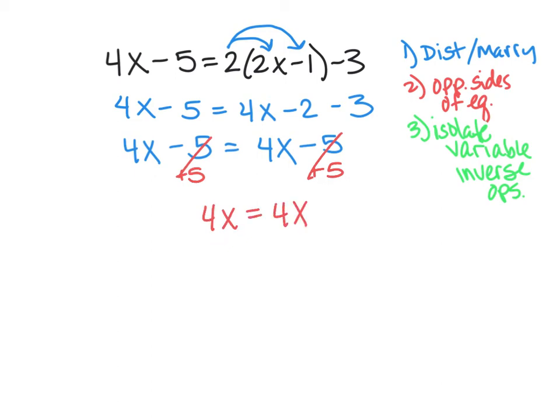Now I'm isolating the variable. To isolate this variable here, I have to divide by 4. Do the same to both sides of the equation. And that leaves me with x equals, well, that actually equals x. And so that happens sometimes.